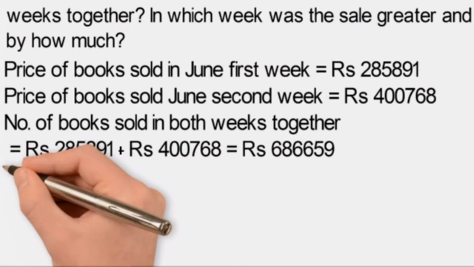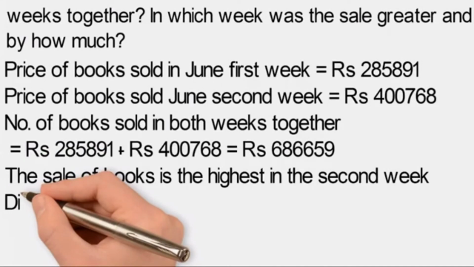What is the next question? There are 2 questions in the single question. 2 questions are merged. In which week was the sale greater and by how much? It is very clear. In the first week was 2 lakh greater or 4 lakh greater? Of course, 4 lakh. In the second week the sale was greater. But by how much? By how much means पहला बड़ा है, दूसरा बड़ा है. Yes, दूसरा वाला बड़ा है. But कितने से? So हमें difference निकालना पड़ेगा.